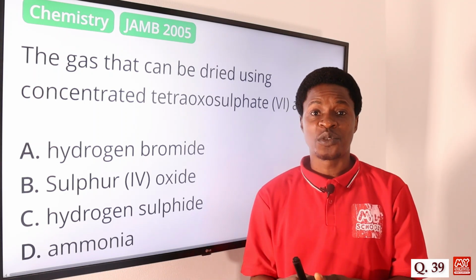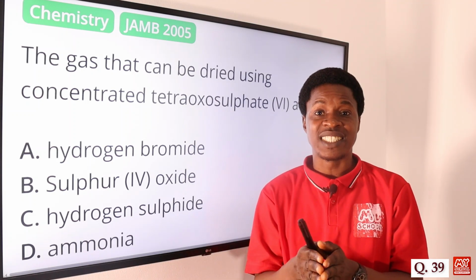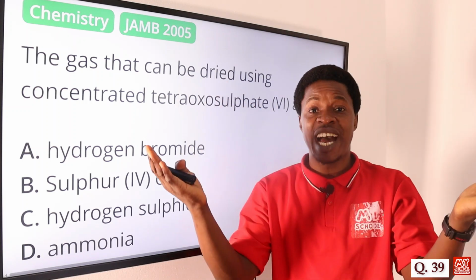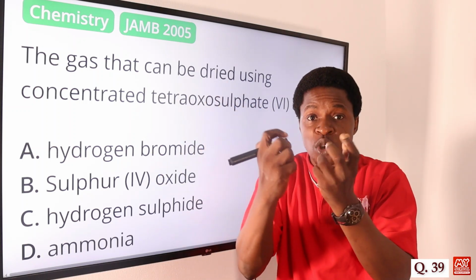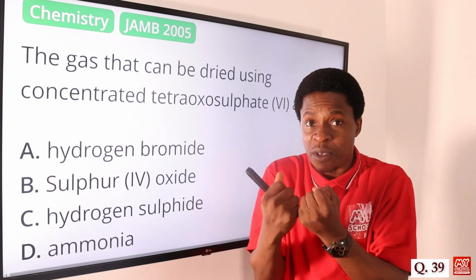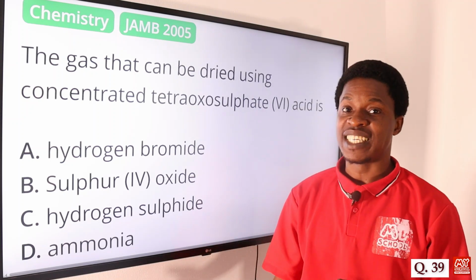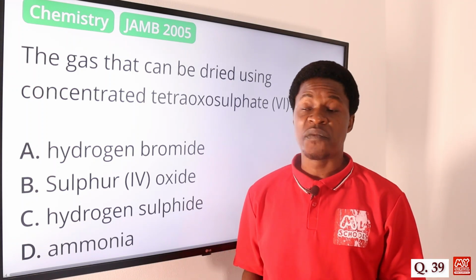And hygroscopic substances are usually substances that what? They have a tendency, when you expose them to the atmosphere, to absorb moisture. Okay, they will absorb moisture. So that is why they are often used as drying agents.